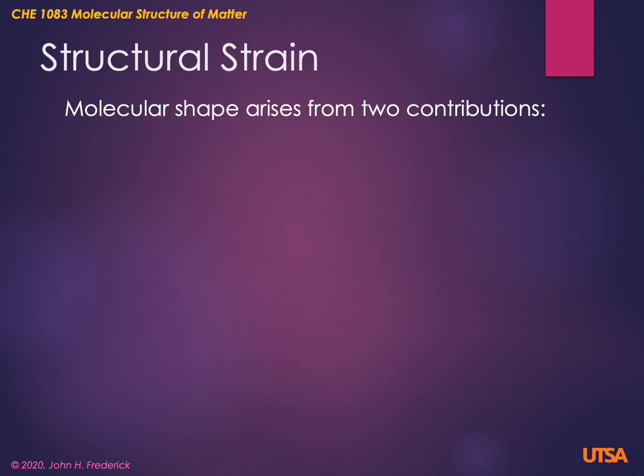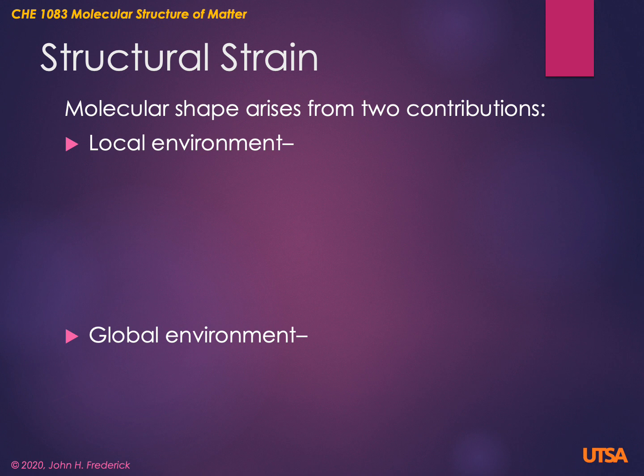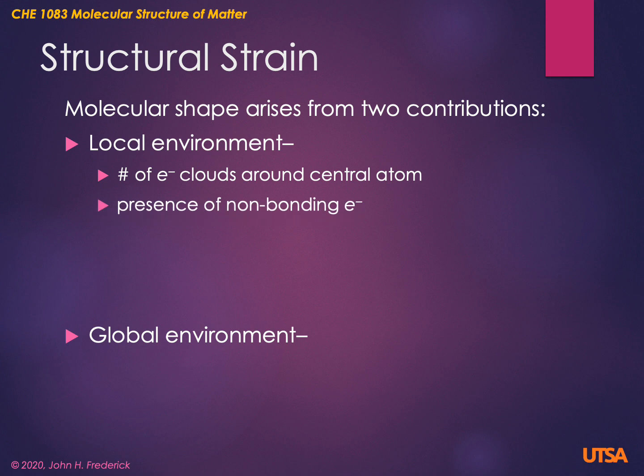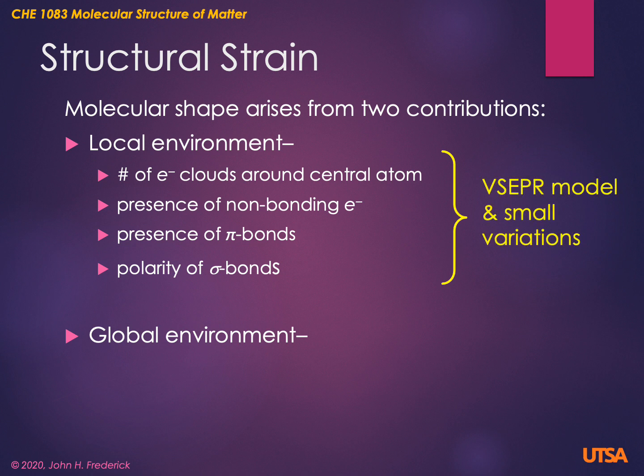Now, structural strain comes about from a couple of different combinations. We're going to look first at how molecular shape is defined by those contributions, and then we'll see how that leads to structural strain. First of all, there's the local environment that defines molecular shape, and then there's a more global environment that defines its shape. Local environment is the number of electron clouds around the central atom. If there are non-bonding electrons attached to that atom, should it form any pi bonds, that also influences the shape. And the polarity of sigma bonds influences that shape. These last 4 are all really VSEPR model projections, as well as small variations on that.